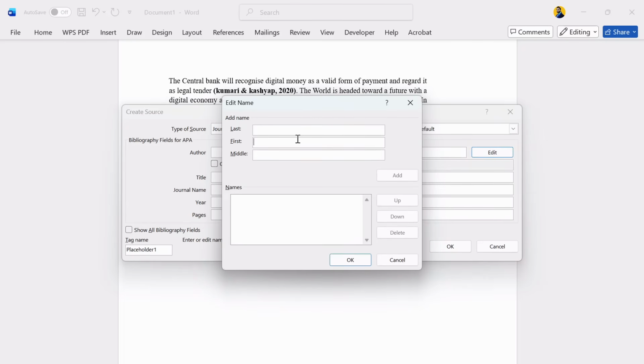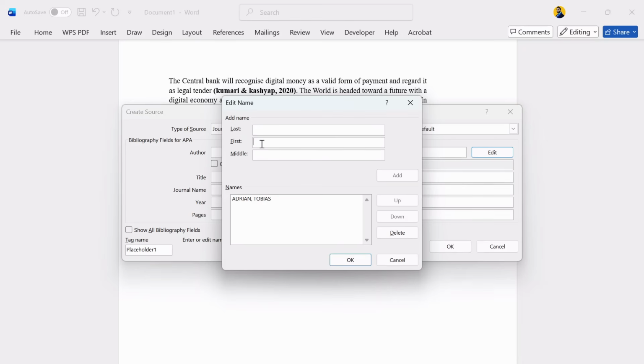So first name was obvious. Middle name is Adrian. And last name was given as... Adrian is last name in this case. Middle name is Singh. Add.